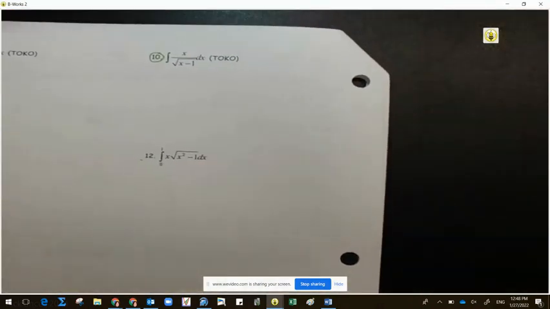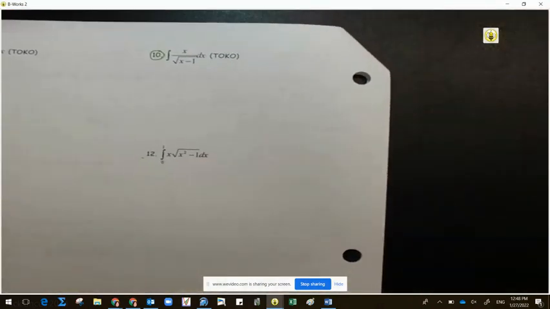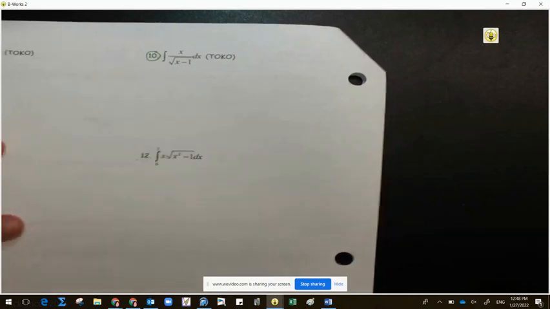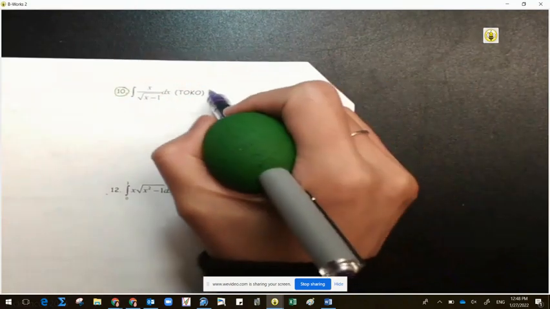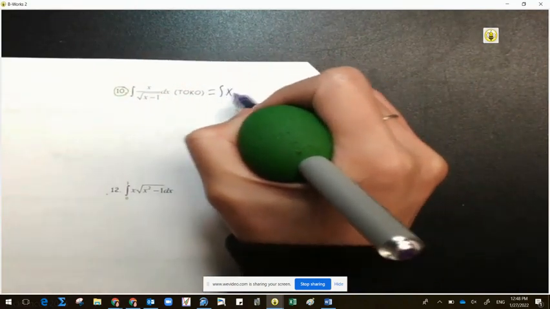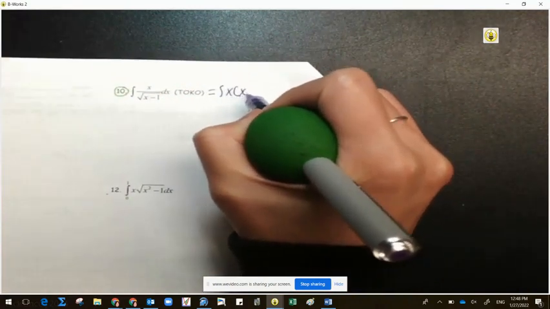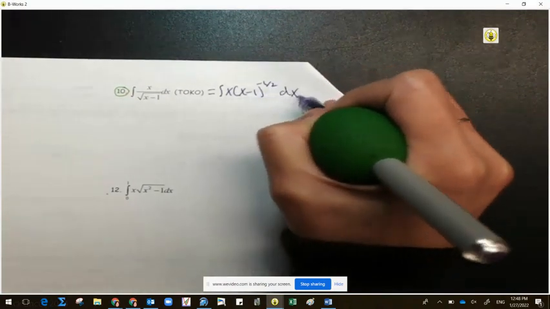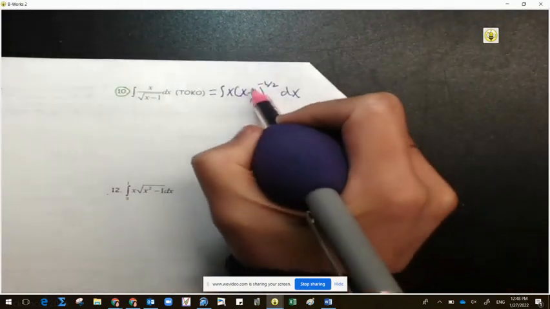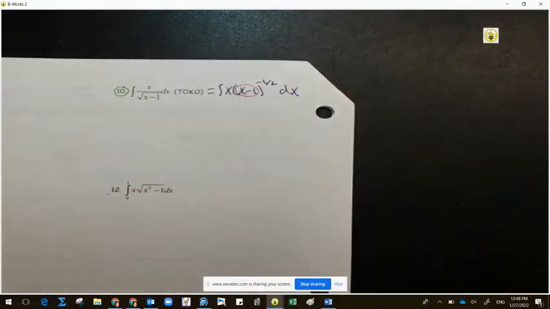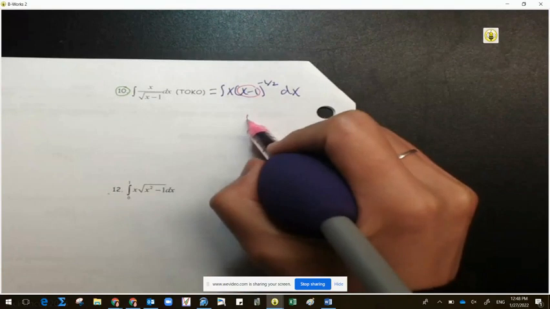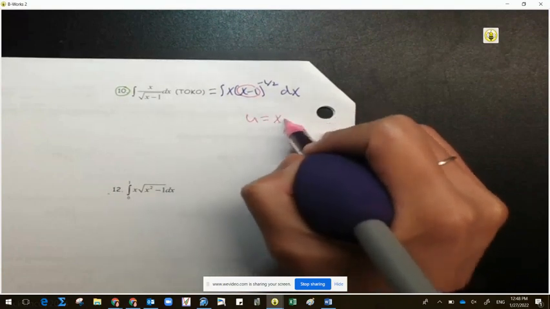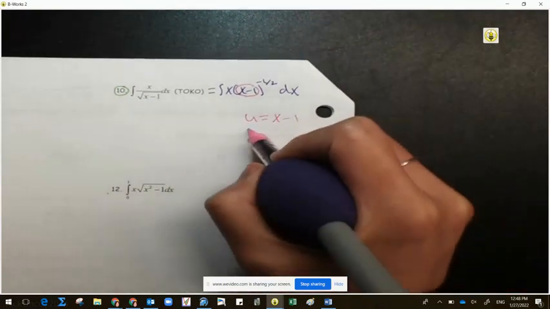Okay, what is the first thing that we are going to do on number 10? Rewrite the fraction into a non-fraction. So let's write over on this corner. That's going to give us the integral of x times x minus 1 to the negative 1/2, since we'll bring it to the top. And let's go ahead and circle the piece that's got to be our u. So off to my side, my u is equal to x minus 1.